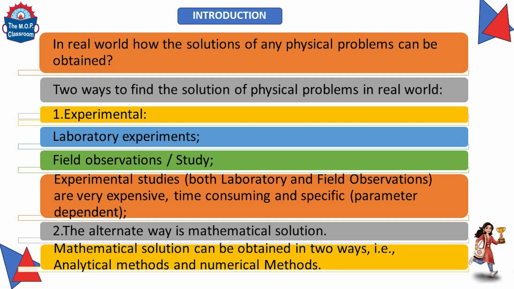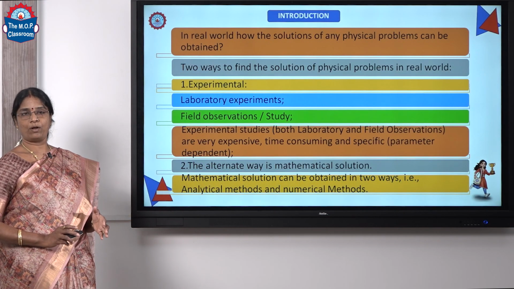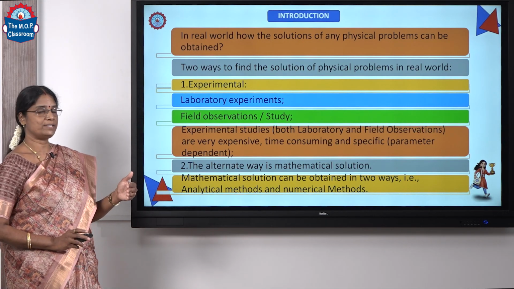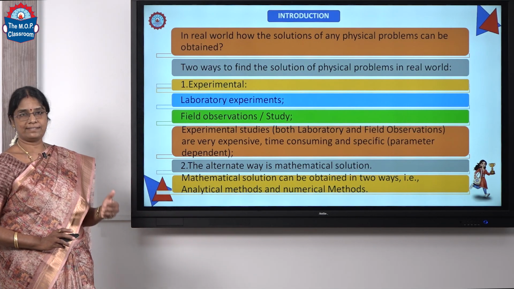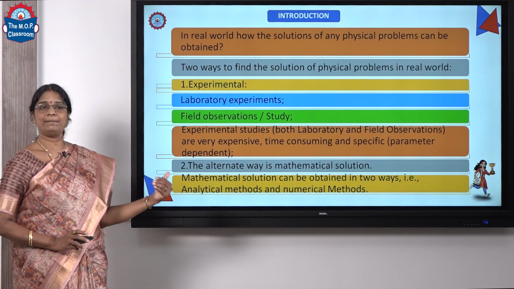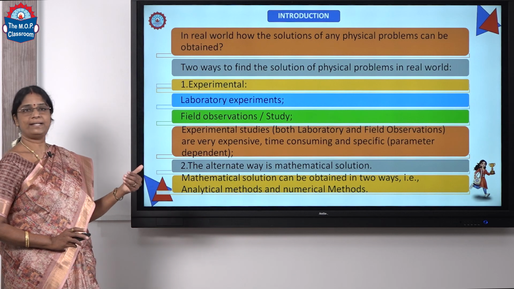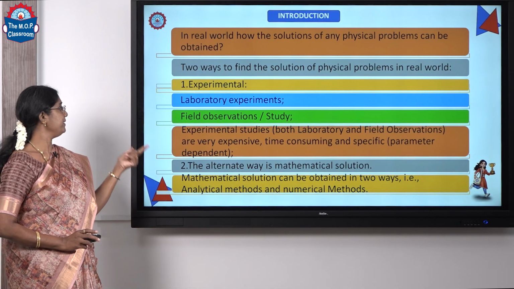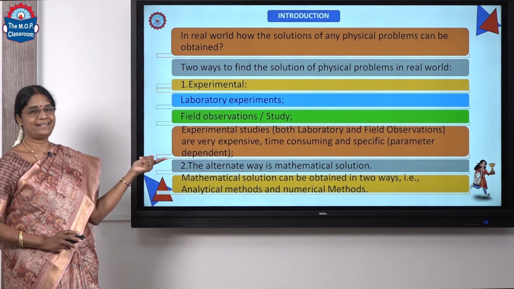Before I start with that, let me give a small introduction about how numerical methods came into existence. When we talk about real life problems, we are looking for solutions. So how do we find the solutions? There are two basic methods to find solutions. One is the experimental method, the next one is the mathematical methodology. When I say experimental method, there are two kinds: laboratory experiments, and field observations, or observational study.